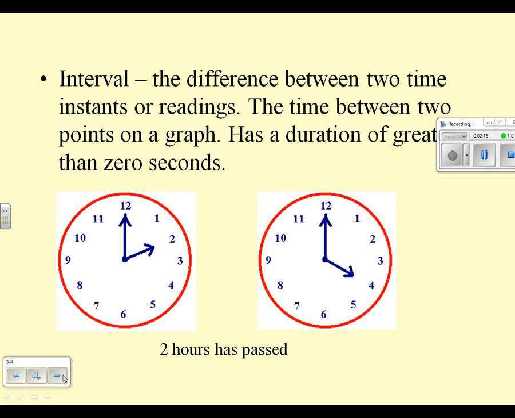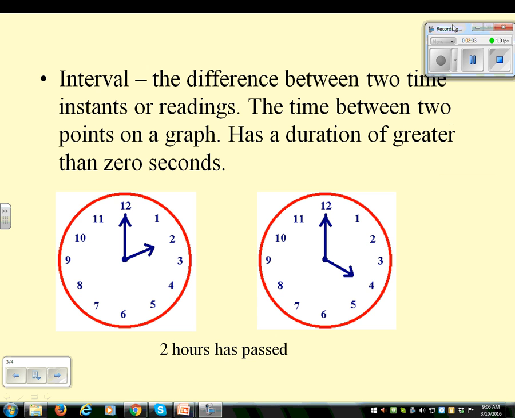An interval is simply the difference between 2 time instants or readings. The difference. The time between 2 points on a graph. It has a duration of greater than 0 seconds. In the example here, it was 2 o'clock, that was one reading, and then it was 4 o'clock, that's another reading. 2 hours has passed, right? Not particularly rocket science here.